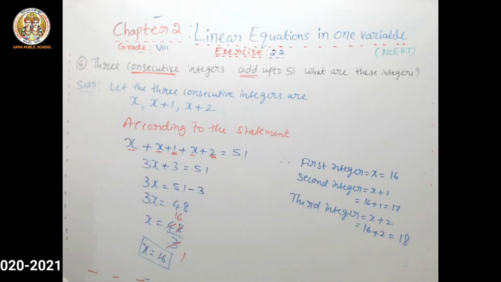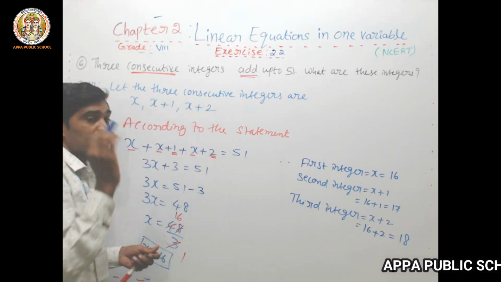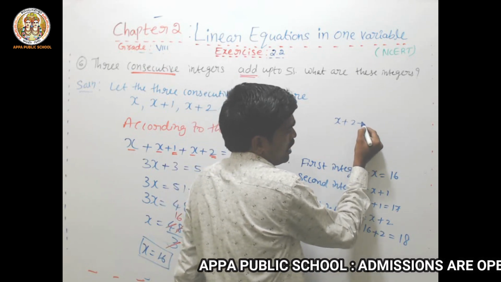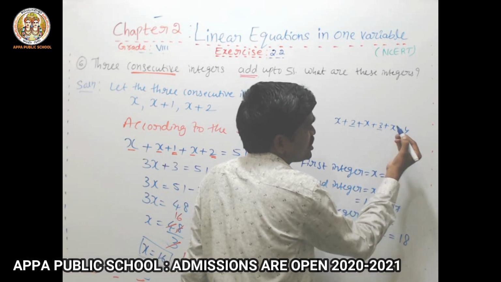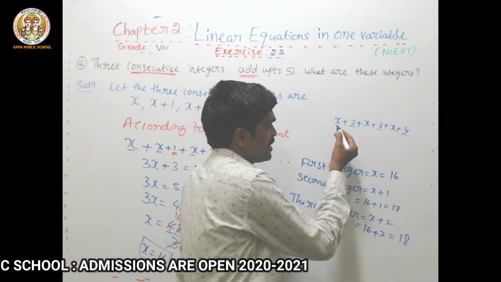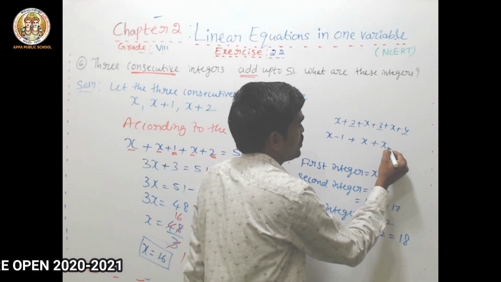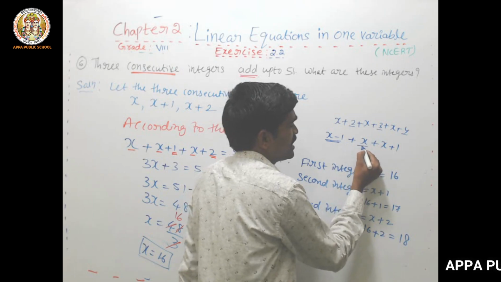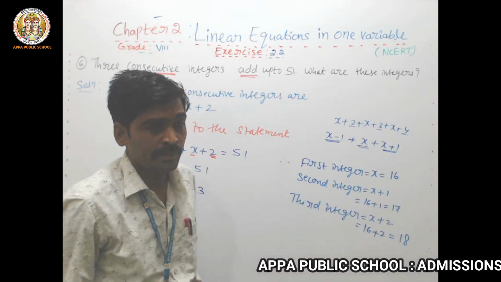And also, my dear students, it is not compulsory that you take x plus 1, x plus 2. You can take like this: x plus 2, x plus 3, x plus 4, that is 2, 3, 4 consecutive numbers. Understood? You can take, my dear students, x minus 1 first, then x, then x plus 1. Here x minus 1 integer, here 0 is considered, here plus 1. You can substitute all like this also.